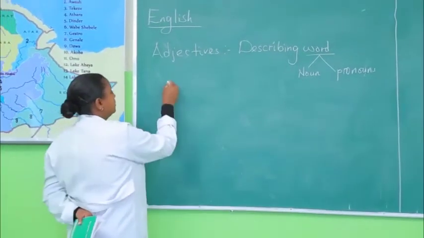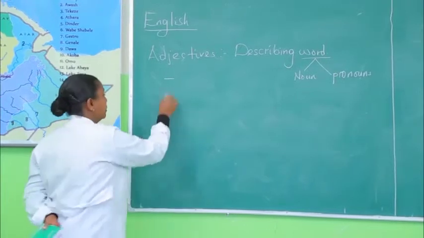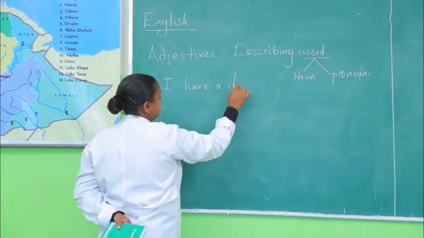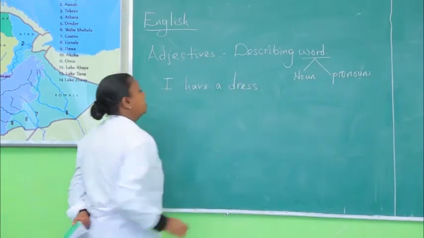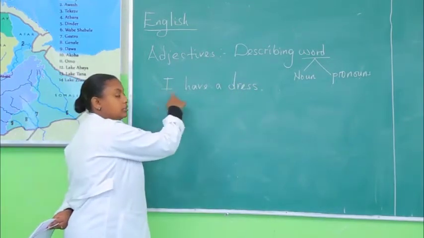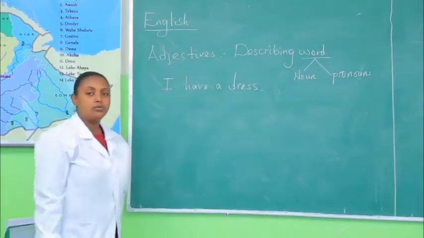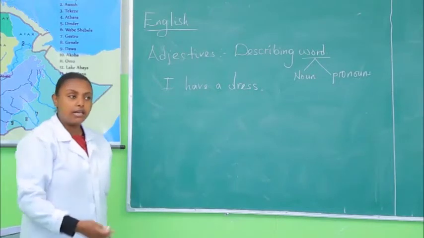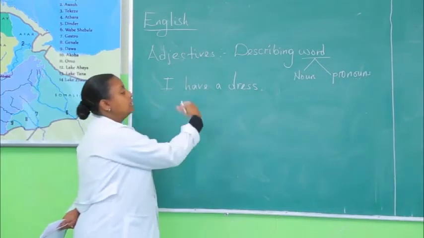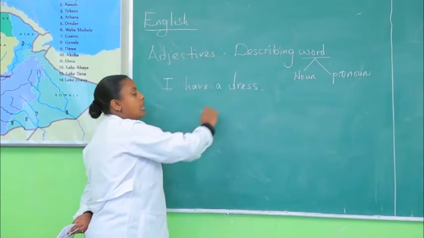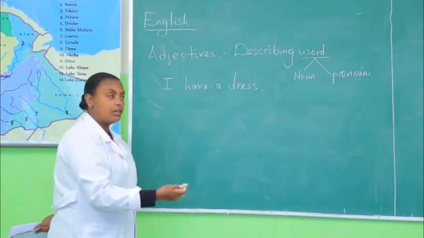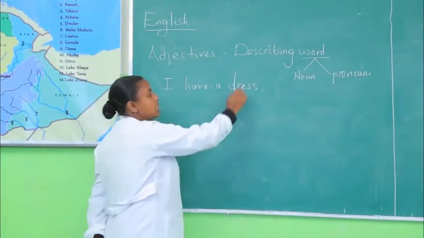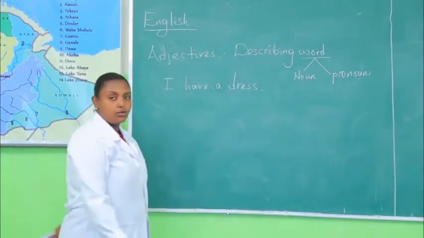Like for example, look at this sentence carefully. I have a dress. Here, this is a pronoun, this is a verb, and this is a noun with an article. So here we don't have any adjectives. You didn't give us any additional information about the noun in the sentence. But if you want to give us some additional information about the noun, then you are going to add adjectives, because adjectives are describing words.